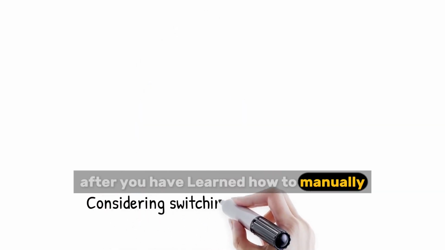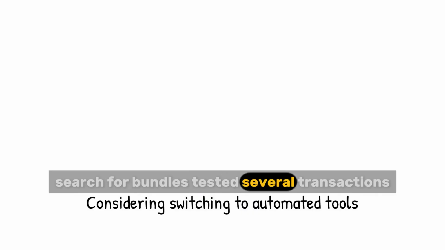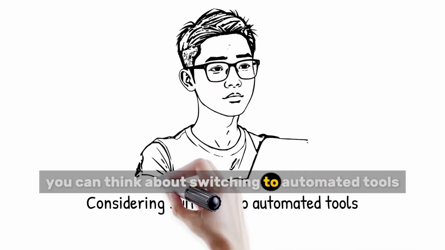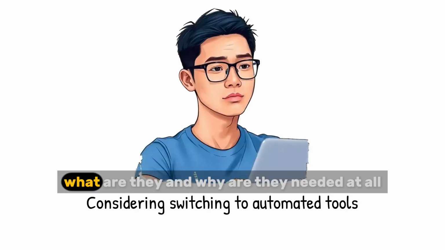After you have learned how to manually search for bundles, tested several transactions, and received the first results, you can think about switching to automated tools. What are they, and why are they needed at all?